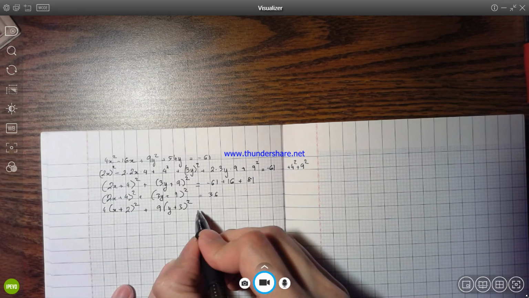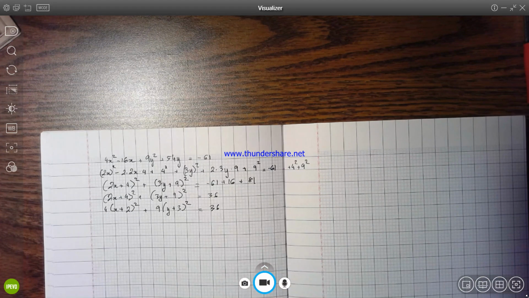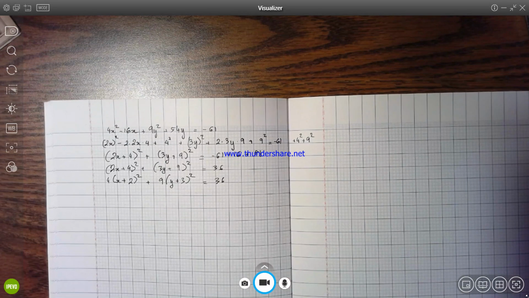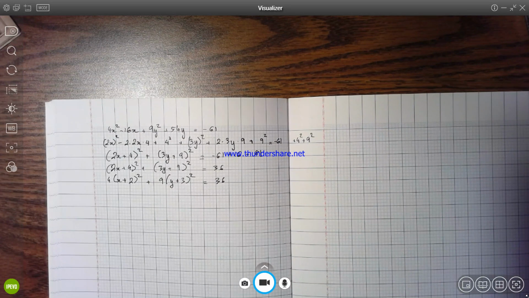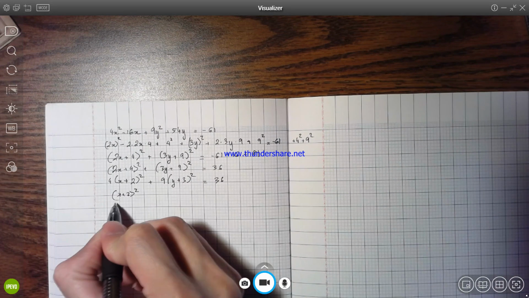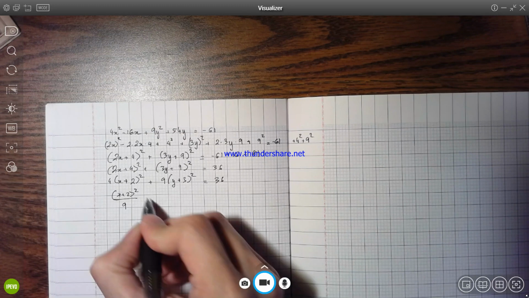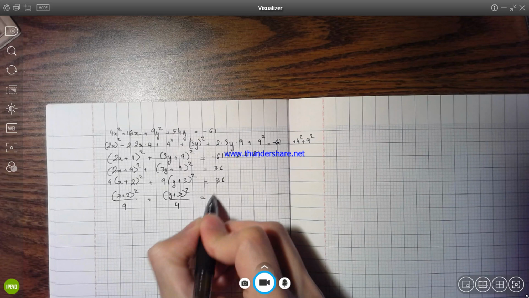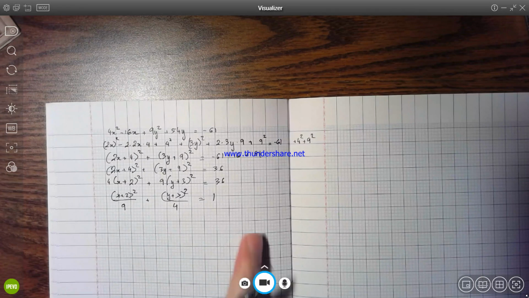Equals 36. Now what you have to do is just go ahead and divide both sides by 36, because the ellipse equation has 1 on the right hand side. So I divide both sides by 36, so I have (x plus 2) squared divided by 36 gives you 9, divided by 36 gives you 4, and divided by 36 gives you 1. And look at this.